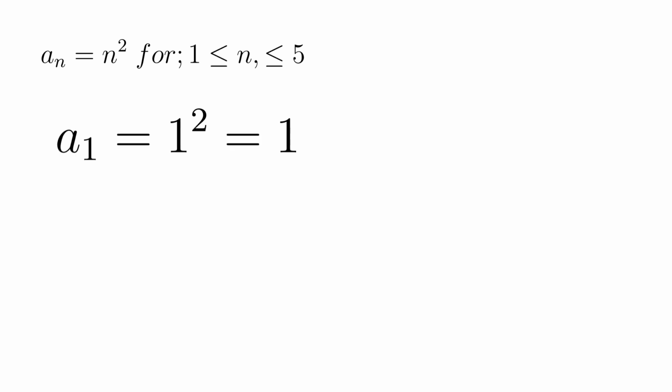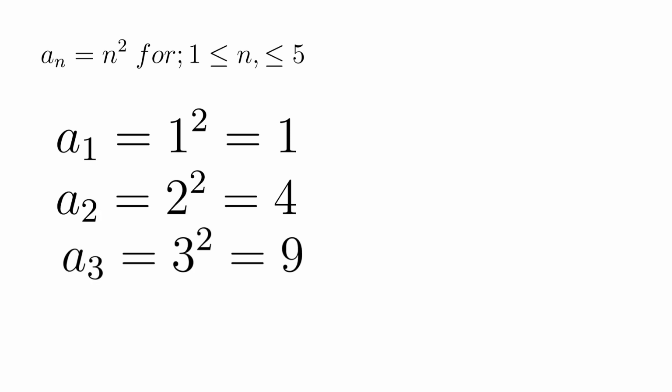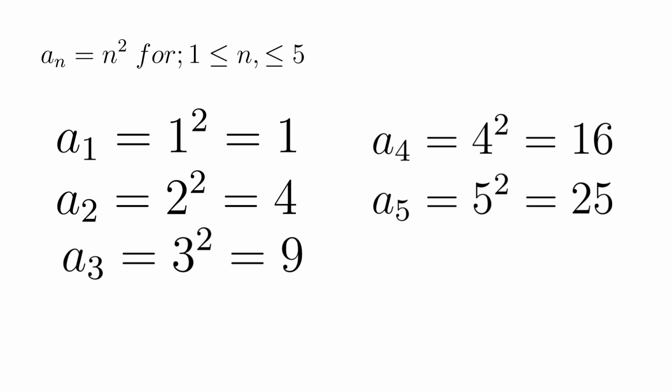For example, list all of the terms of each finite sequence. a sub n is equal to n squared, for n greater than or equal to 1 and n less than or equal to 5. The solution. Using the natural numbers from 1 through 5 in a sub n equal to n squared, we get a sub 1 is equal to 1 squared, which is equal to 1. a sub 2 is equal to 2 squared, which is equal to 4. a sub 3 is equal to 3 squared, which is equal to 9. a sub 4 is equal to 4 squared, which is equal to 16. And a sub 5 is equal to 5 squared, which is equal to 25.